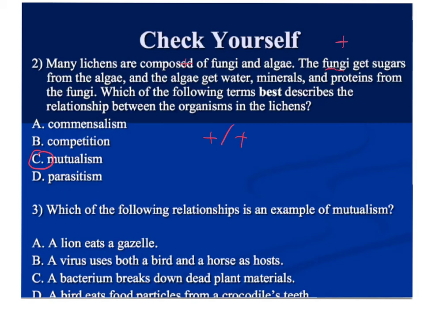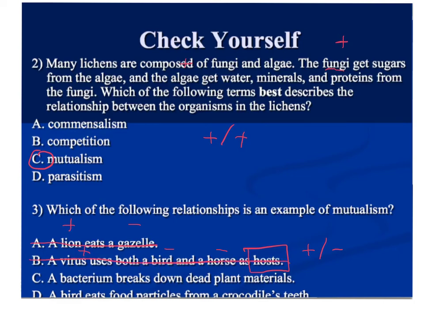Looking at question 3, which of the following is an example of mutualism? A lion eats a gazelle. Well, that's good for the lion, bad for the gazelle. That's predation. So we get rid of A. A virus uses both a bird and a horse as hosts. So the virus is benefiting, that's plus. But the bird and the horse, remember, host means it's taking nutrients from you. That's a bad thing. And again, plus minus is parasitism. So it's definitely not B.